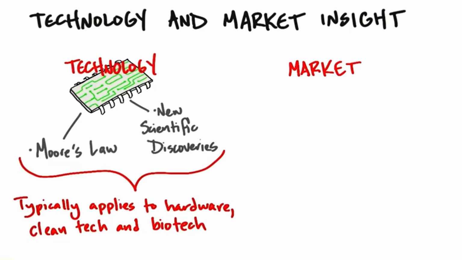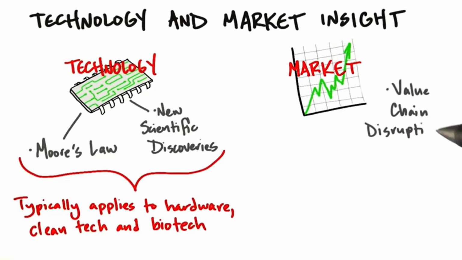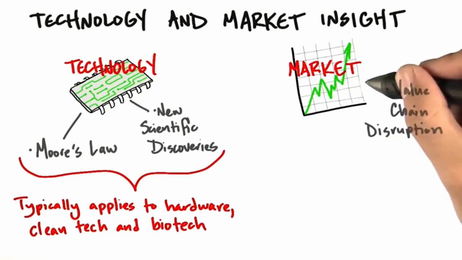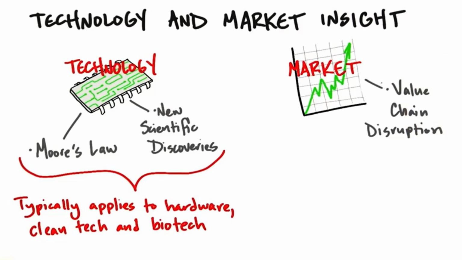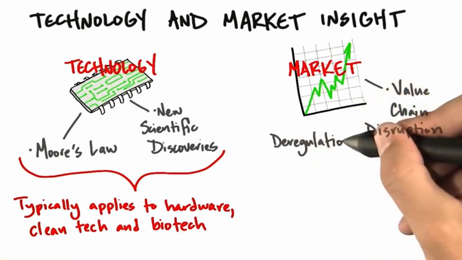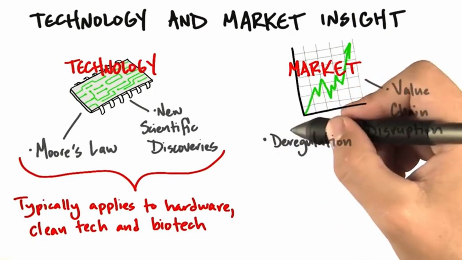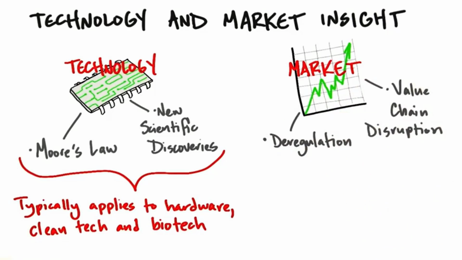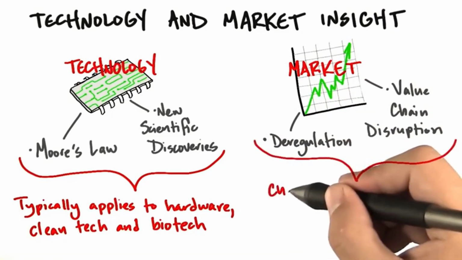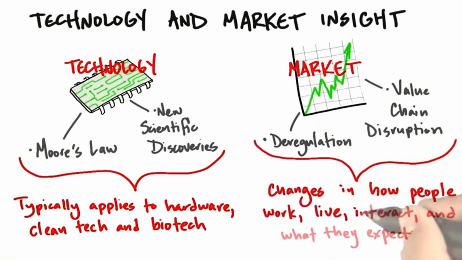Or do you have some insight about the market or consumer behavior? Are you going to disrupt the value chain because you now understand how to do something overseas where you could slash the cost by 80%? Is there something that government regulation or deregulation is going to change and now make an entire industry available in a way it never was before? So these are about changes in how people work and live and interact and what they expect, and these are very different than technology insights. But remember, they both need to solve pains and gains for your customer.